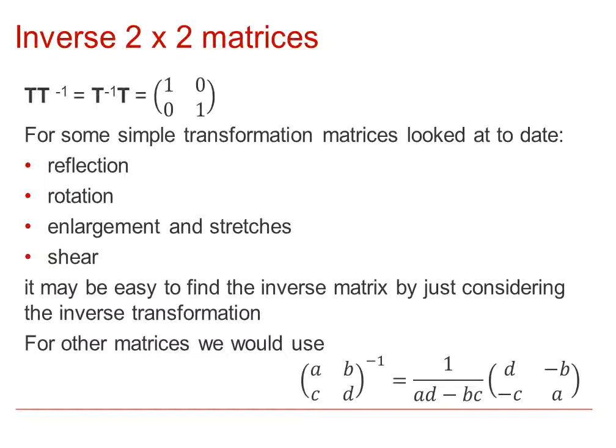We know that the relationship A^-1 A equals A A^-1 equals I_2 is the identity matrix for 2 by 2 matrices. And we have looked at some simple transformation matrices already, those being reflection, rotation, enlargement and stretches, and shears. Now, sometimes it's easy to find the inverse matrix by just considering the inverse transformation, probably from a geometric point of view. For other matrices, we would use the standard result that we've already come across in previous sessions.